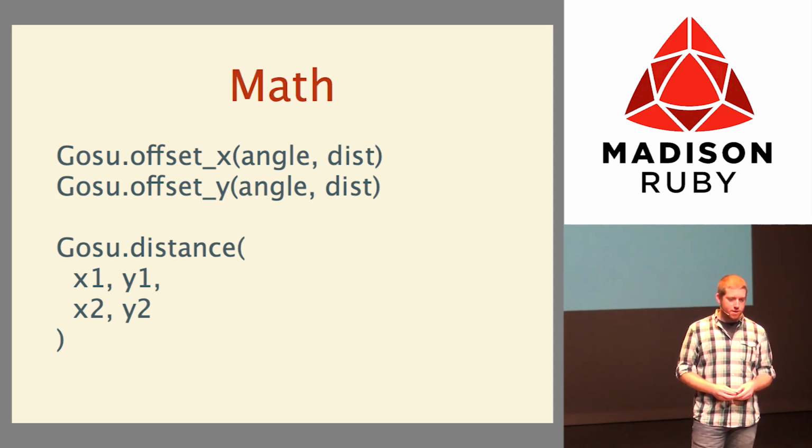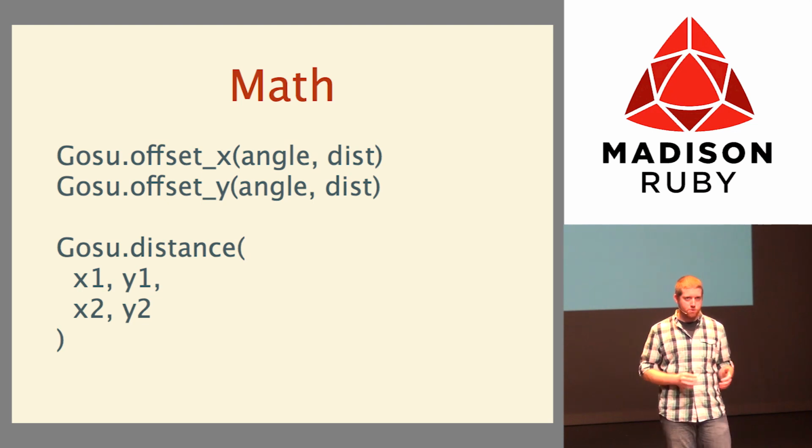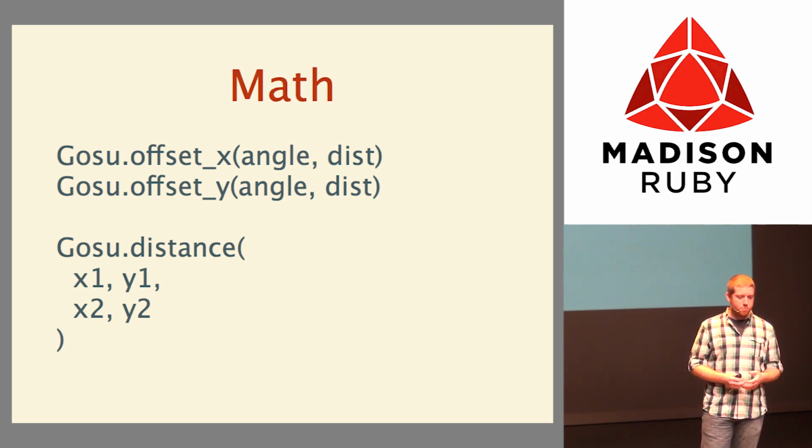So offset x and offset y here, you pass them an angle and a distance, and it tells you what component of traveling that distance on that angle is actually change on the x-axis or the y-axis. And similarly, you can pass this distance method 2 points, and it'll tell you how far apart they are.